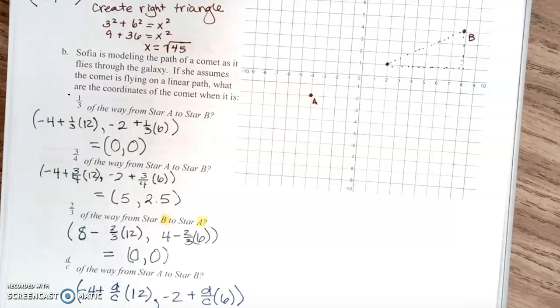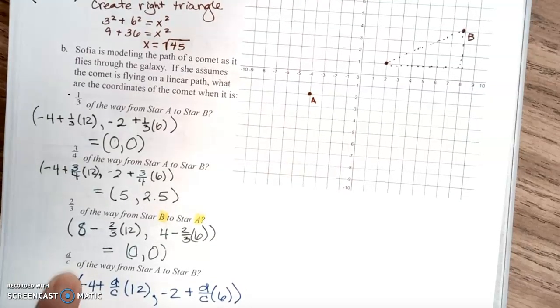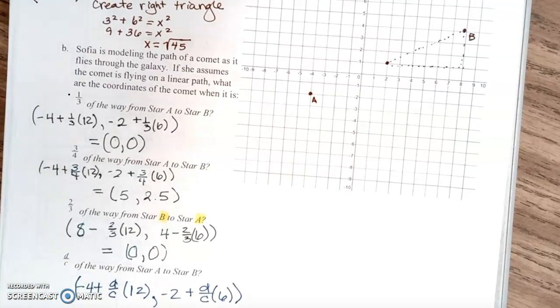And then part D, this is just algebraically. They want us to say any fraction, D over C of the way from A to B. You're going to take that fraction of the total distance, add it to negative 4. You're going to take any fraction of the total rise and add it to negative 2. Okay.